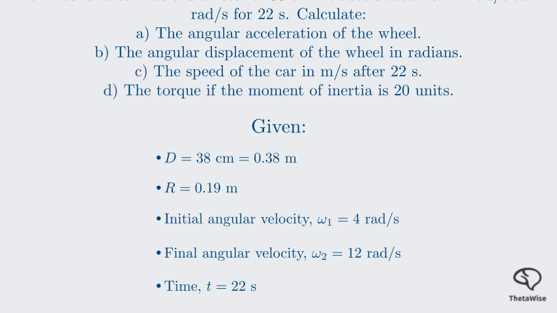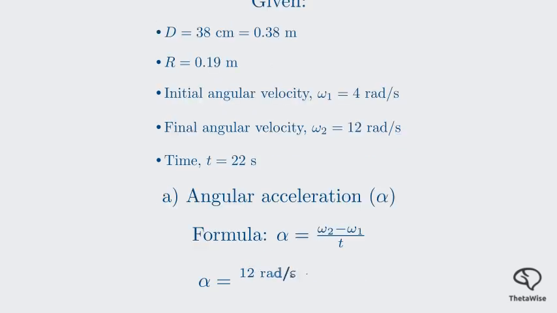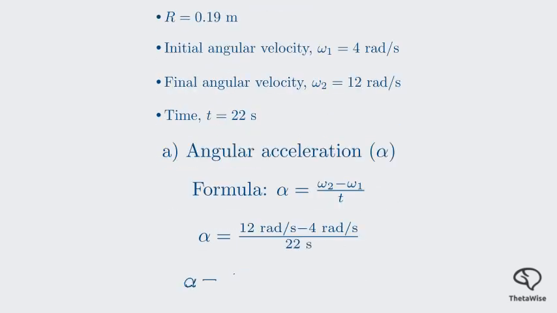Now let's solve part A, the angular acceleration, alpha. The angular acceleration is the rate of change of angular velocity. The formula is alpha equals the change in angular velocity divided by time. That's omega 2 minus omega 1 divided by t. Plugging in our values, alpha equals 12 minus 4, all divided by 22. This simplifies to 8 divided by 22, which is approximately 0.364 radians per second squared.